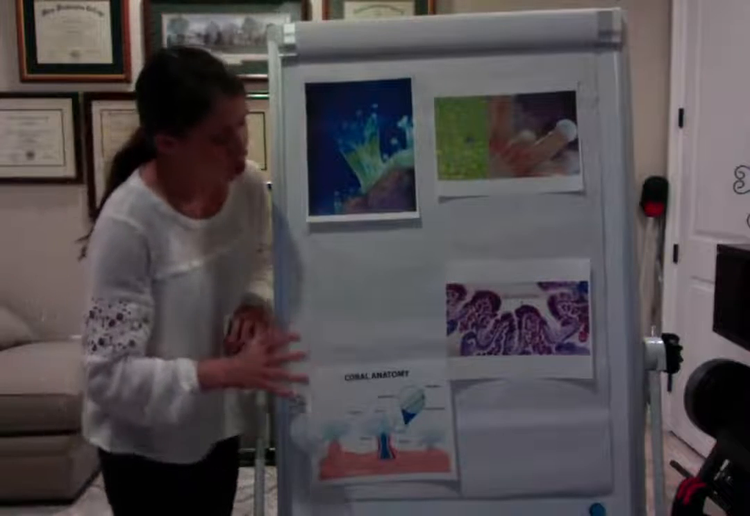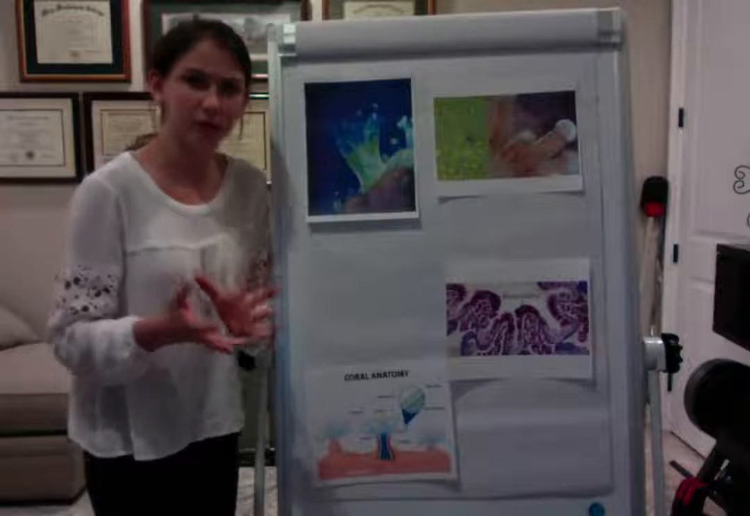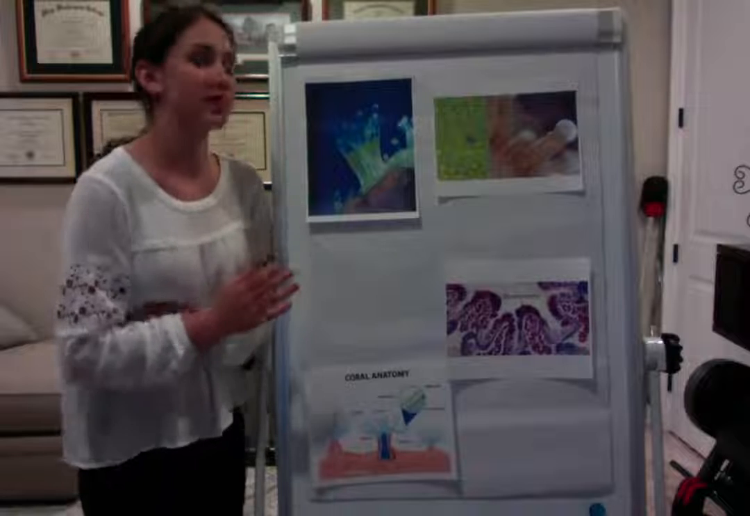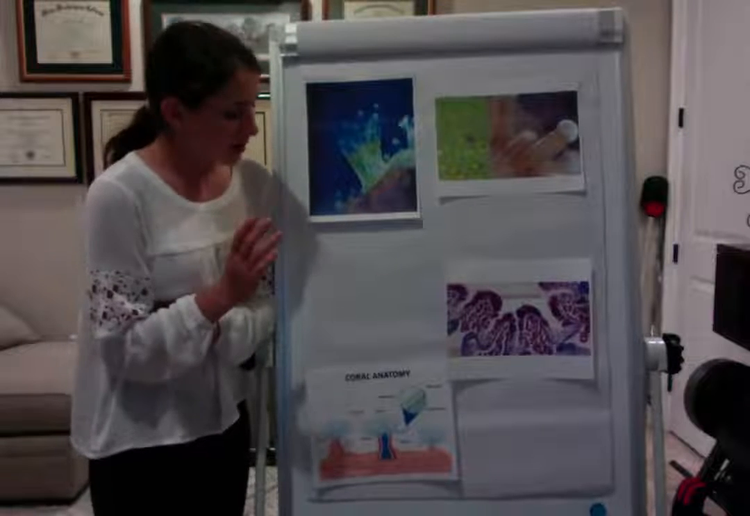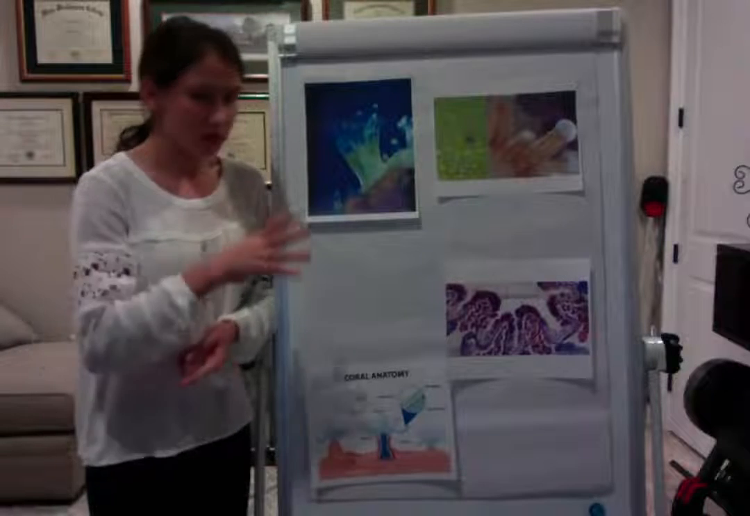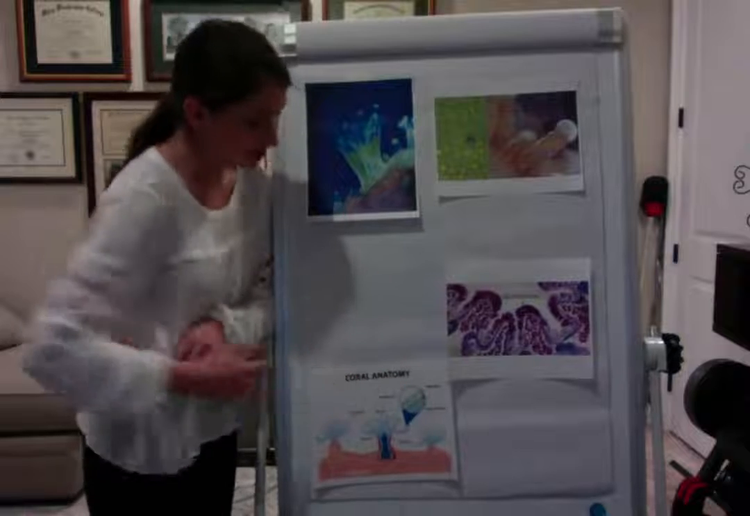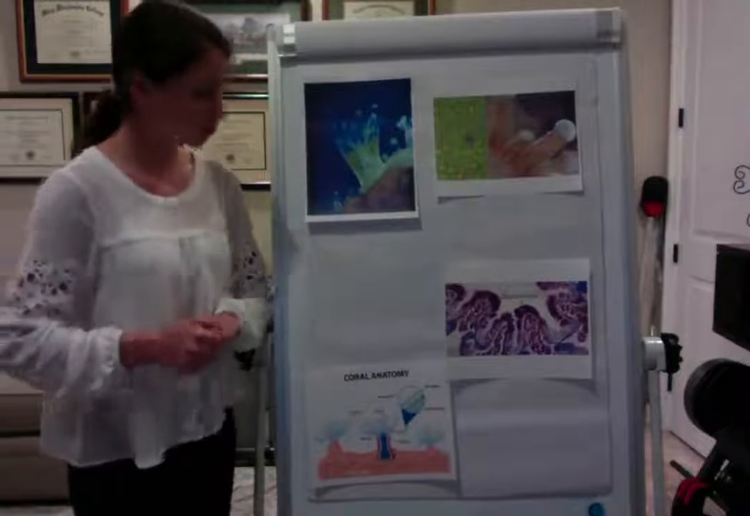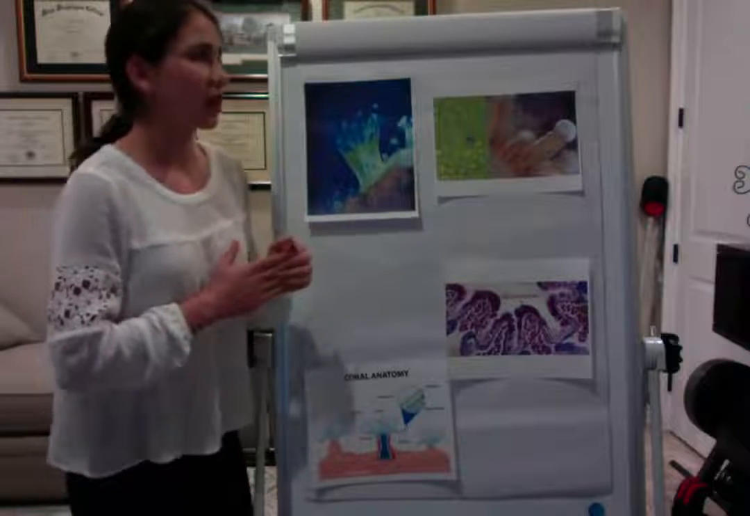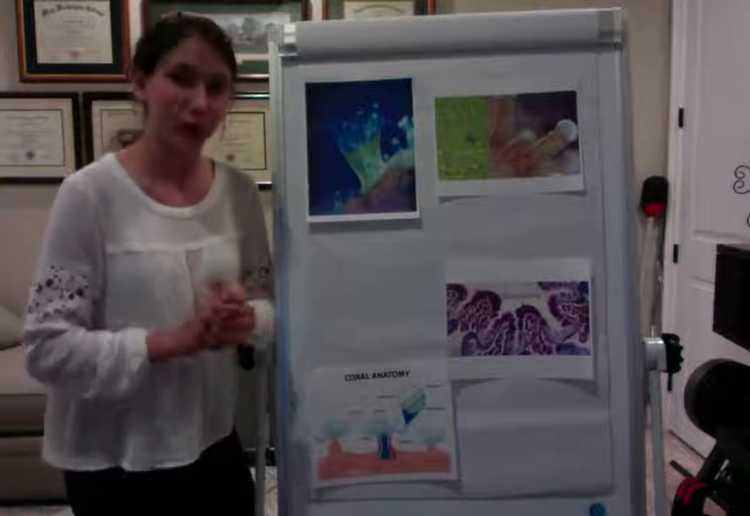Now here it shows you where the zooxanthellae actually live. The zooxanthellae lives in the gastrodermis cell layer. Now, corals have two cell layers, the epidermis, the outside layer, and the gastrodermis, or the inside layer. Again, zooxanthellae lives in the gastrodermis. Now, like I said before, the zooxanthellae gives the coral color.